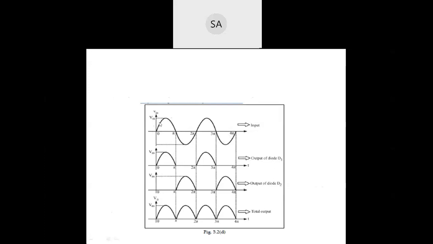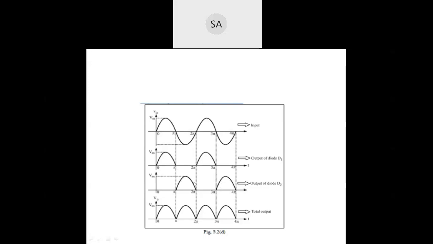So we will get only this type of output. Here the output of diode D1 is in the period 0 to pi and 2 pi to 3 pi. But during the negative half cycle, that is pi to 2 pi and 3 pi to 4 pi, diode D2 will conduct and D1 will be reverse biased. So we will get only the negative half cycles at the output, that is pi to 2 pi and 3 pi to 4 pi.